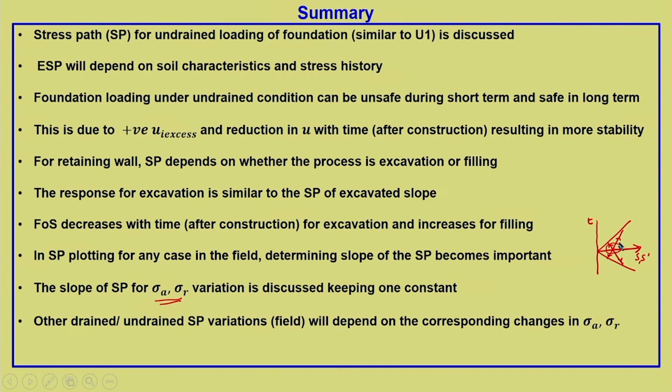Depending upon this variation, the slope of the stress path would change. It can be in this direction or in this direction. So, the actual magnitude of the changes would determine the stress path slope. Whenever we get a field problem, what we need to understand is how the stress path is moving depending upon the relative changes in sigma A and sigma R.